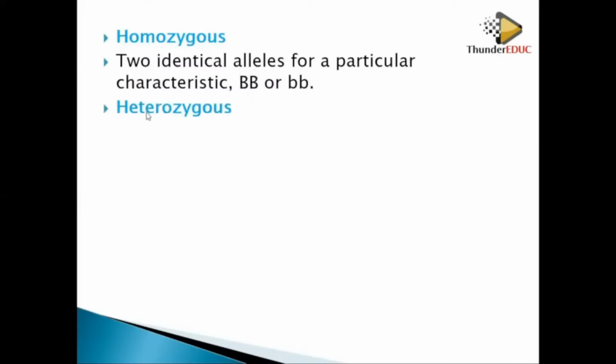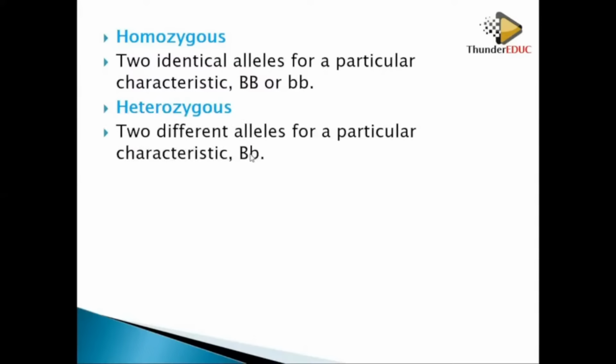When you say hetero, it means different. So the zygote has different kinds of alleles. For example, capital letter B and then small letter b. So they are different letters, or different alleles.